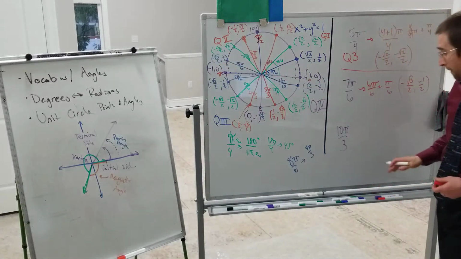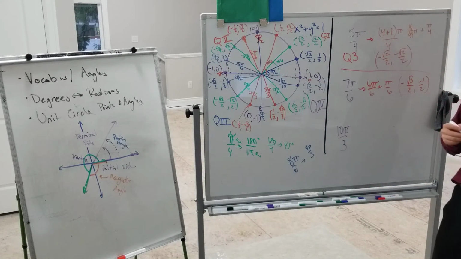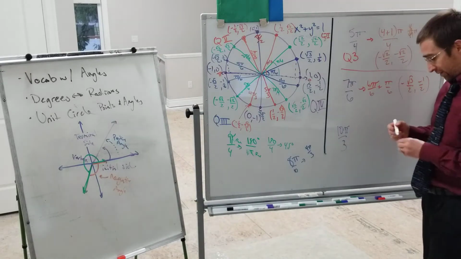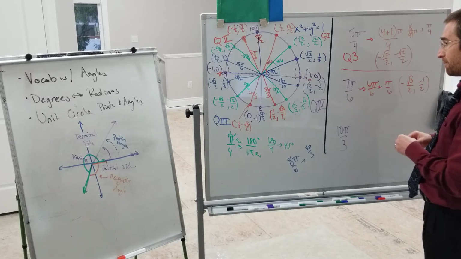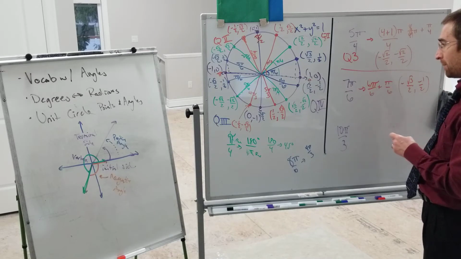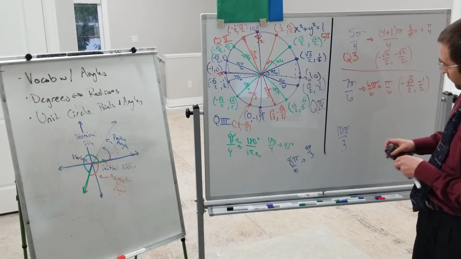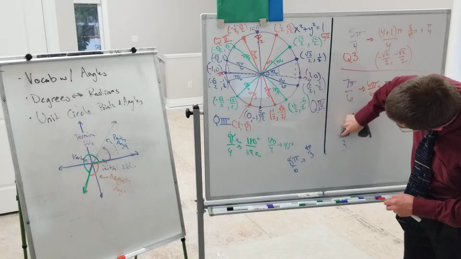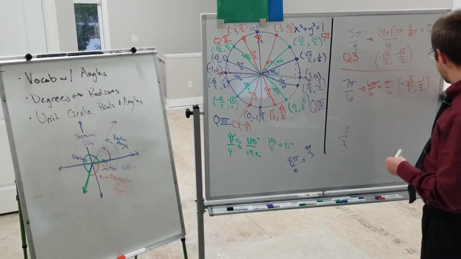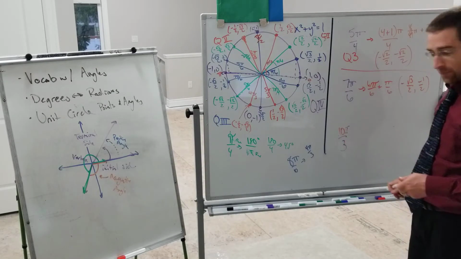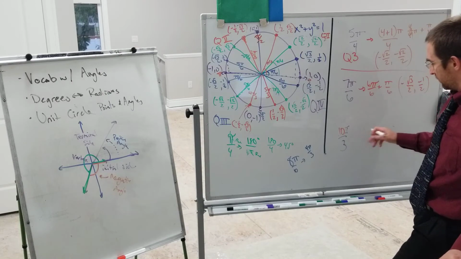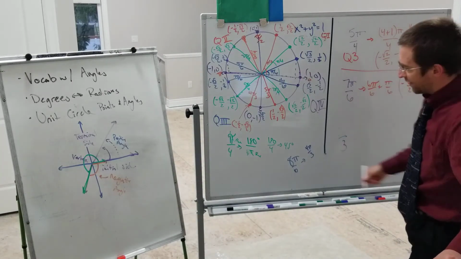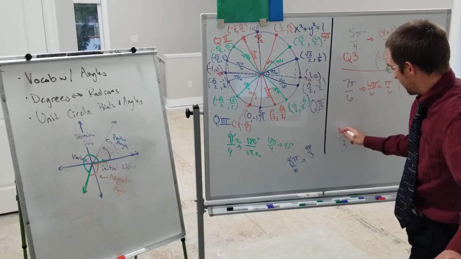All right, 10 pi over 3. So here we got to be a little bit tricky. Actually, let's make it 8 pi over 3. Otherwise, we're all going to end up over here. So 8 pi over 3.